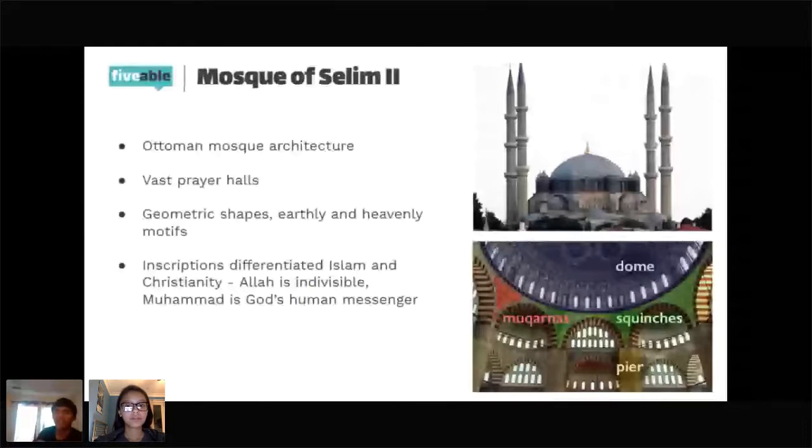If you're that person, you see art not only as colors and symbols, but as something that tells a story. So that's what mosques and imperial art and architecture do.